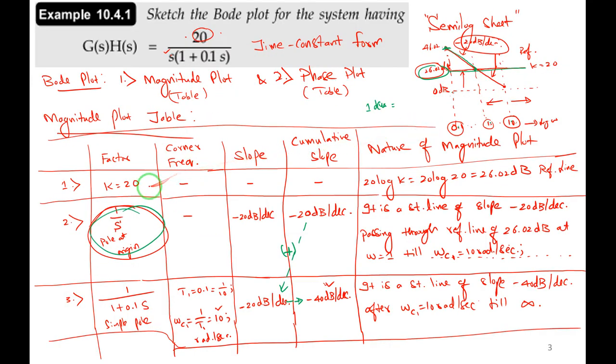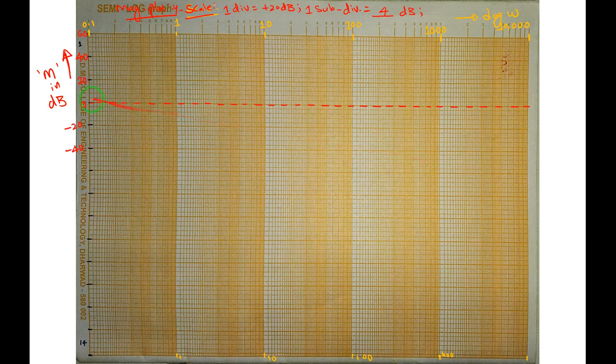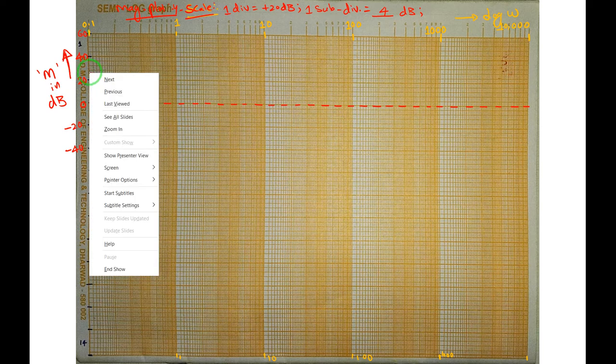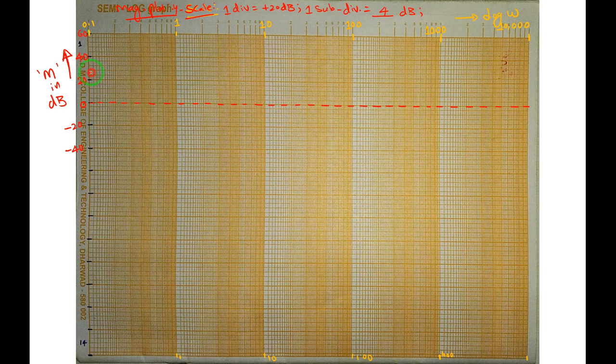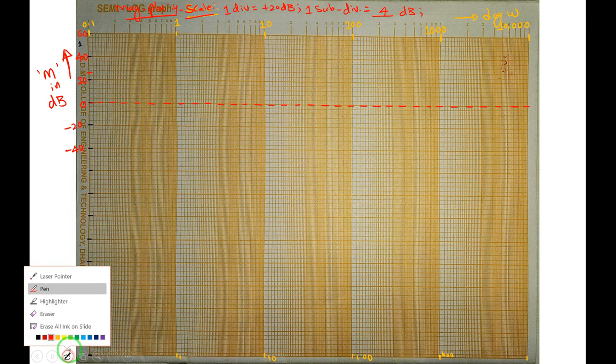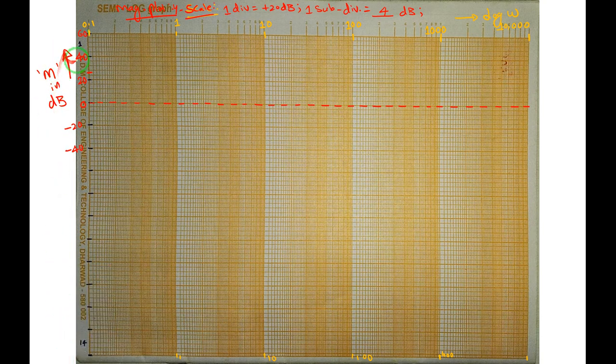Next, k equal to 20. The reference line now shifts to 26 dB, 26.02. I will neglect this 0.02. I will just take a 26 dB reference line. Now I should go to 26 dB from 0. If I go up, here it is 20 dB. If I go to the next subdivision, it is 24. The next is 28, so 26 will come somewhere here. Let me mark it here. So this is 26, let me write 26 dB.